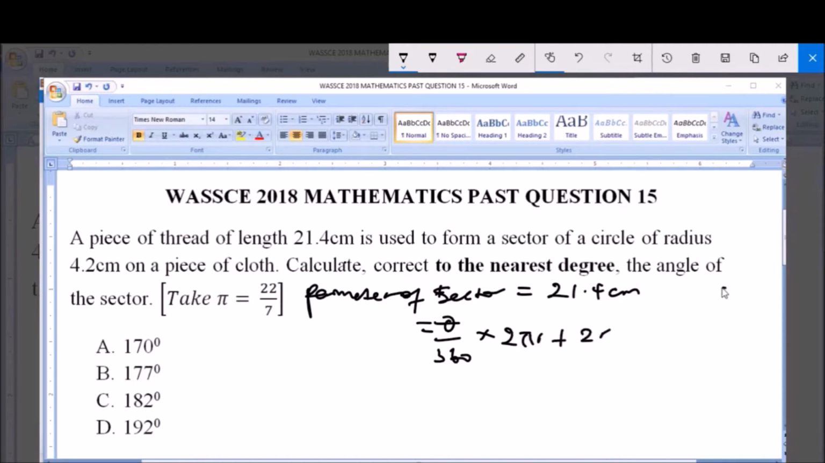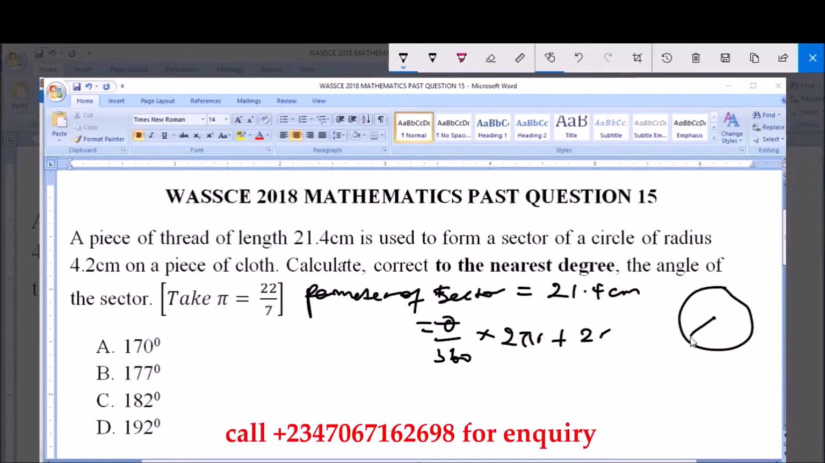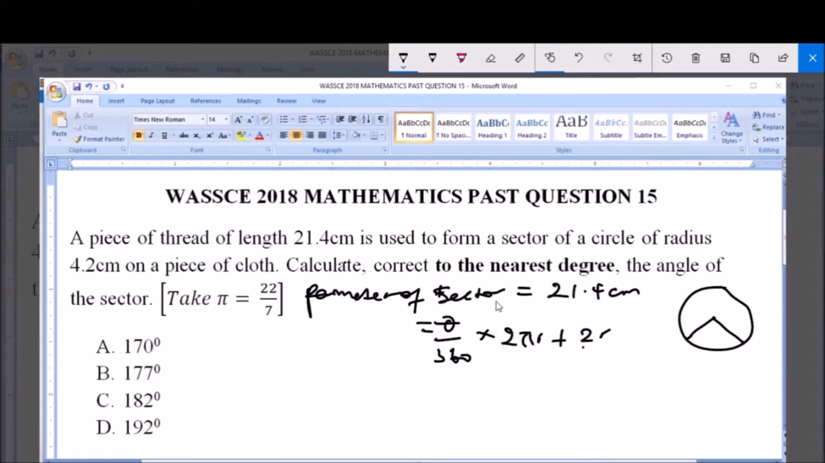Let me just represent this. Let's say we have a circle like this, and this is the center of the circle. Now this is the segment. So the perimeter of this sector is here plus here, that is the radius plus this radius. That's where we got this 2r from, then plus the length of the arc. Now this is the formula for finding the length of the arc. So the perimeter of a sector is simply given as the length of arc plus 2 times the radius. So 2 times this radius, this is the radius, this is the radius, then plus the length of arc gives us the perimeter of a sector.